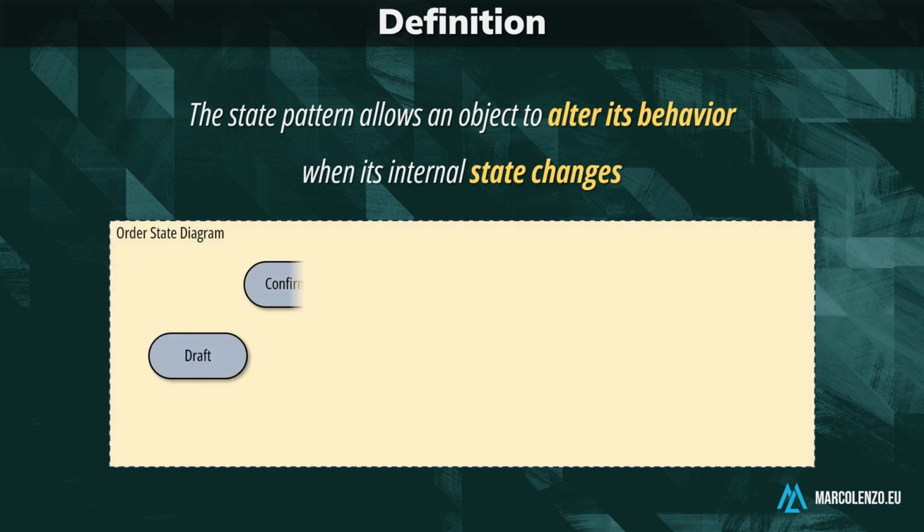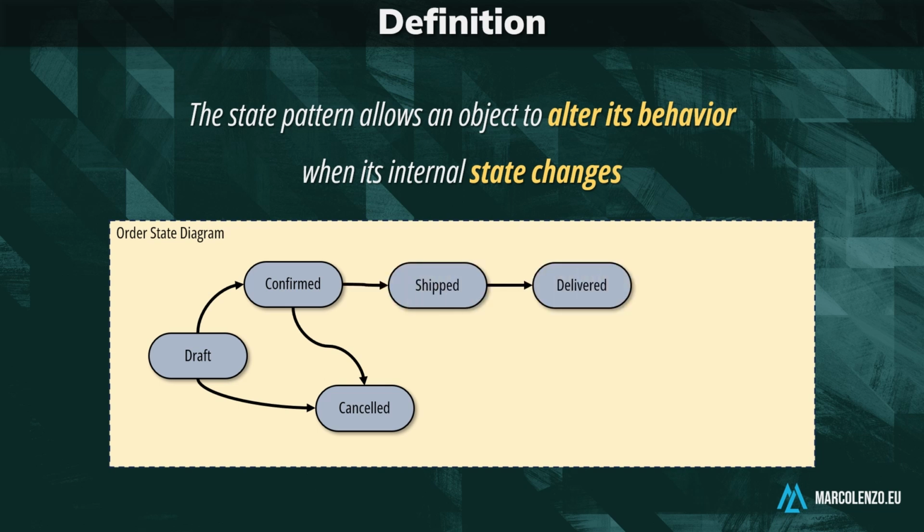Imagine we are modeling an order with different states. An order can be cancelled when it's in draft or confirmed state. Once shipped, it can either be successfully delivered or marked as lost and eventually refunded.